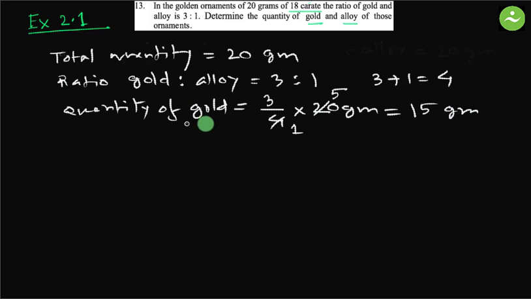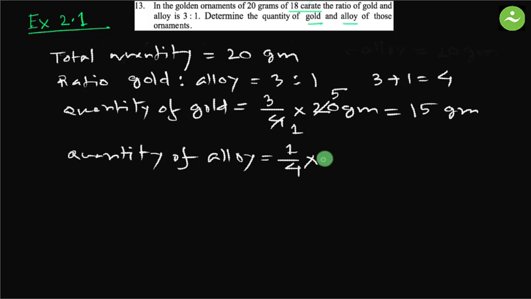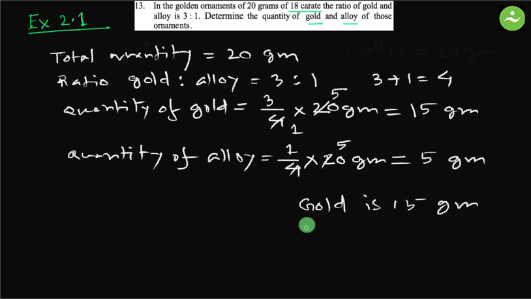Next, the quantity of alloy equals 1 by 4 multiplied by the total quantity 20 gram, equals, divide both by 4, this is 5, so it will be 5 gram. So we got the answer. The gold is 15 gram and alloy is 5 gram, and that is the answer.